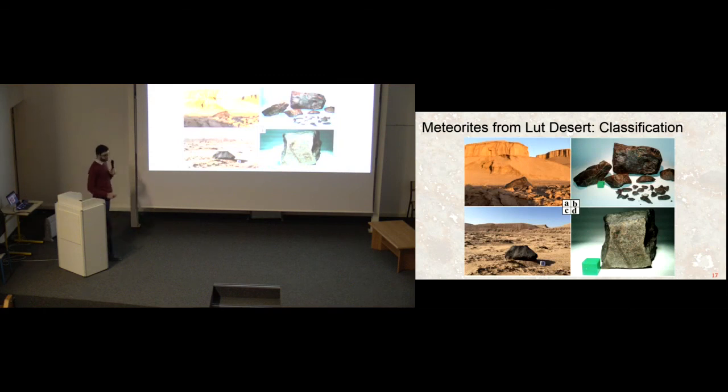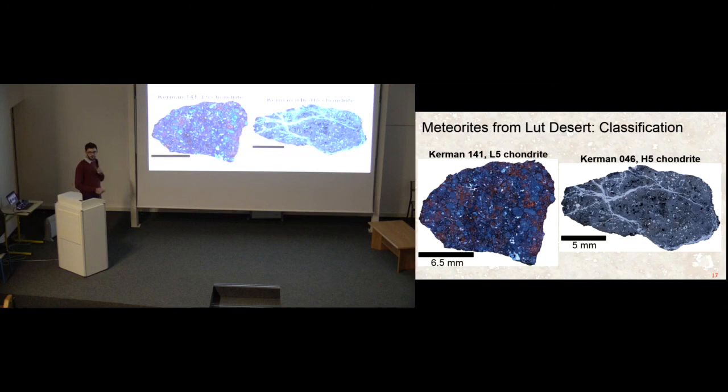These pictures are showing the two most abundant meteorites from the Lut Desert. All meteorites from Lut Desert so far are ordinary chondrites. So we have H5 meteorites, these ones, and also we have L5 meteorites from the Lut Desert. When we do the microscopic study, these are the microscopic pictures of these two meteorites. Here we have the H5 meteorite. These veins are made of iron oxides and hydroxides, and it's because of the weathering of the iron inside the meteorite. And here we see that there are fewer veins, so this meteorite is less weathered than the other one. So these are the two major types of meteorites we found in the Lut Desert.